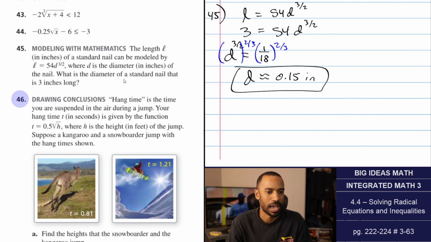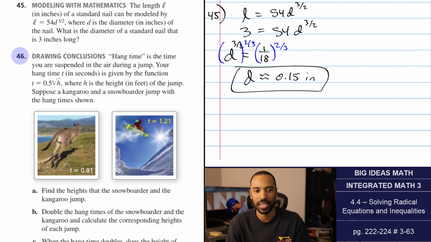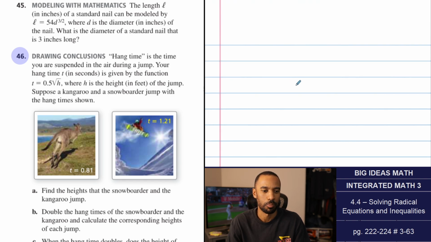All right, number 46, drawing conclusions. Hang time is the time you're suspended in the air during a jump, whether you're this animal or a snowboarder. Your hang time t in seconds is given by this function, where h is the height in feet of the jump. Suppose that animal is a kangaroo. Suppose a kangaroo and a snowboarder jump with the hang time shown.